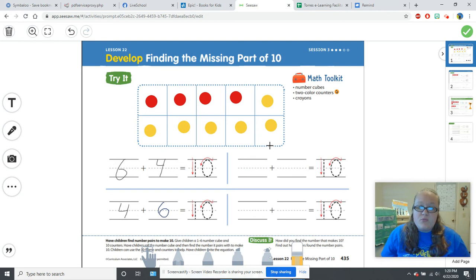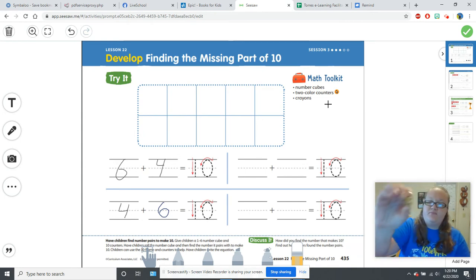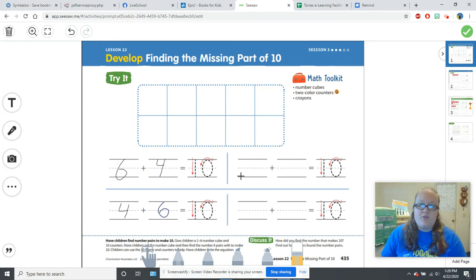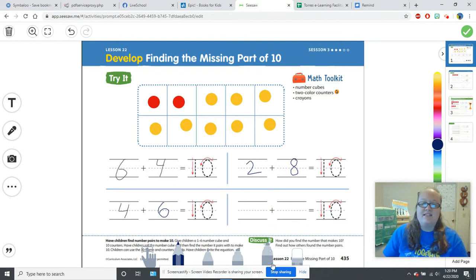First, let's erase our board. And also, if you want to practice doing this some more, all you're going to need is a 6-sided die so that you can roll and keep practicing making 10. So the next number I roll is a 2. So I'm going to write 2. And I'm going to get my red dots and put 2 red dots. So now let's switch to yellow and see how many more dots we need to make 10. 1, 2, 3, 4, 5, 6, 7, 8. I drew 8 yellow dots. So 2 plus 8 equals 10.